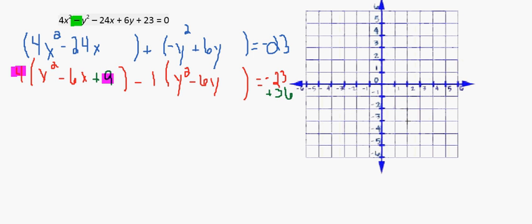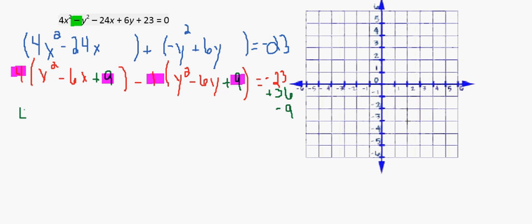And now I complete the square with the y's. Again, adding a 9. But you have to remember that that's not a 9, because if I were to think about redistributing that negative 1, that would be a negative 9. So I have to add a negative 9 to the other side of my equation.